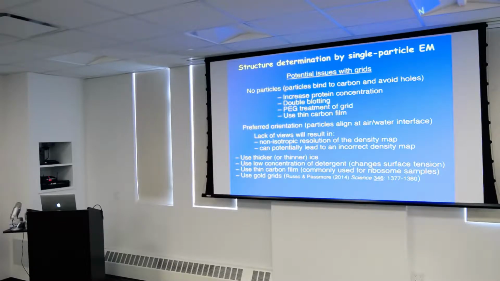And so how can you avoid it? You can try to use thicker ice or thinner ice actually, it depends on the specimen. What is most commonly done is you use a low concentration of detergent, and what it does, it changes the surface tension, and so the proteins actually don't attach to the air-water interface quite as much. You can use a thin carbon film. This is actually very commonly used in ribosome samples, and quite useful are also now the gold grids, where the grid is no longer made of copper but of gold, and for some reason that is not quite clear.